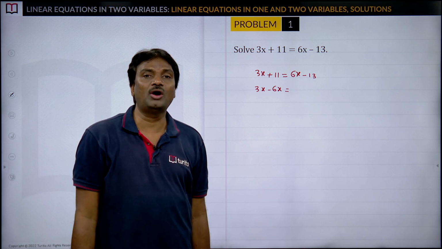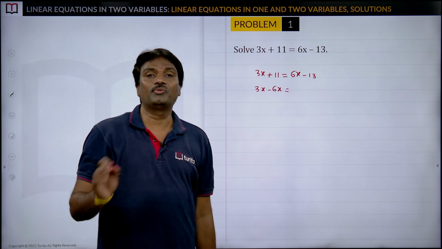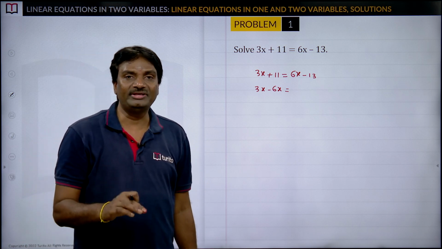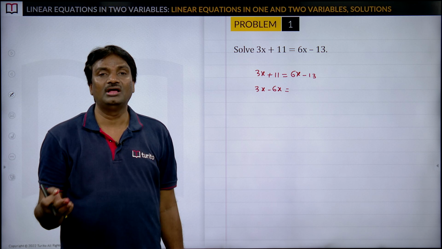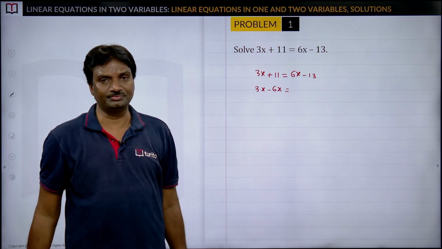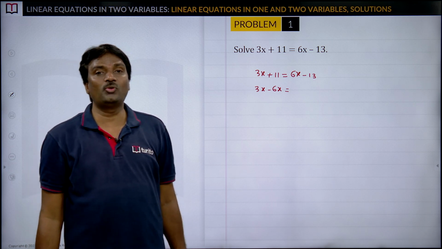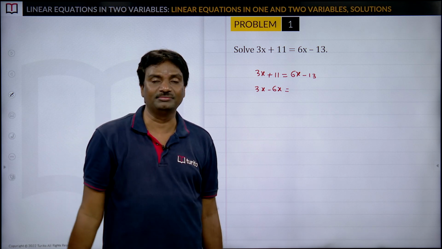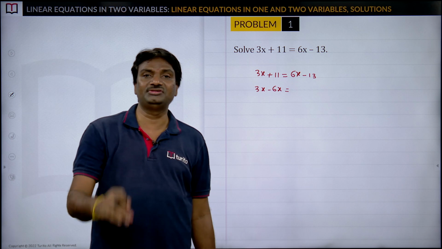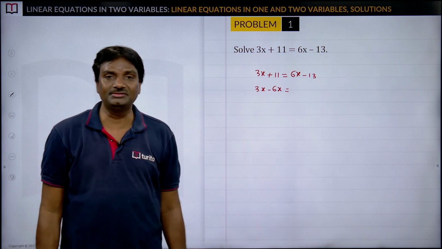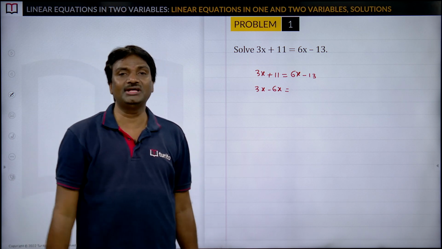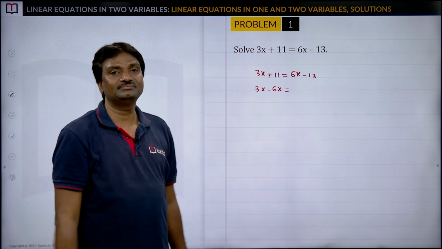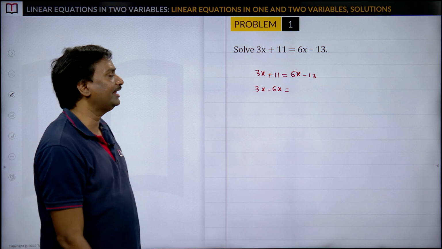Transposition method means we have to transpose the terms from one side to another side, that is, from LHS to RHS or from RHS to LHS. When we transpose the terms from one side to another side, we have to change the sign. If plus is there, write minus. If minus is there, take plus.